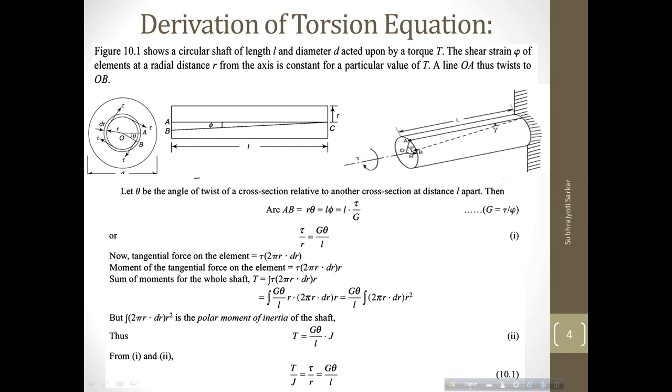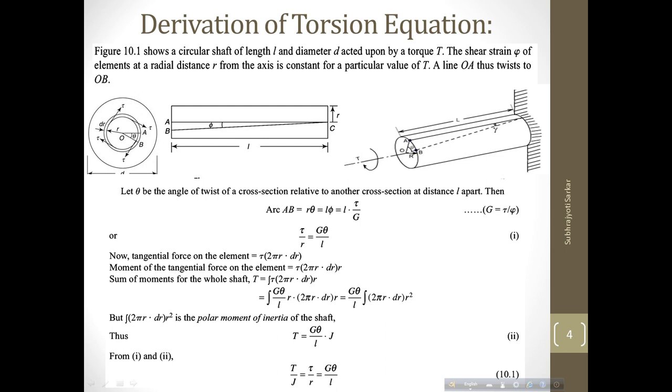Moment is nothing but the force into the perpendicular distance, that is the force into the radius. So tau into 2 pi r dr into r is the infinitesimal moment of the element. Now for the whole shaft, what you will do? You will just integrate over it. You will just integrate this small moment, that is small moment of tangential force, that is dT.